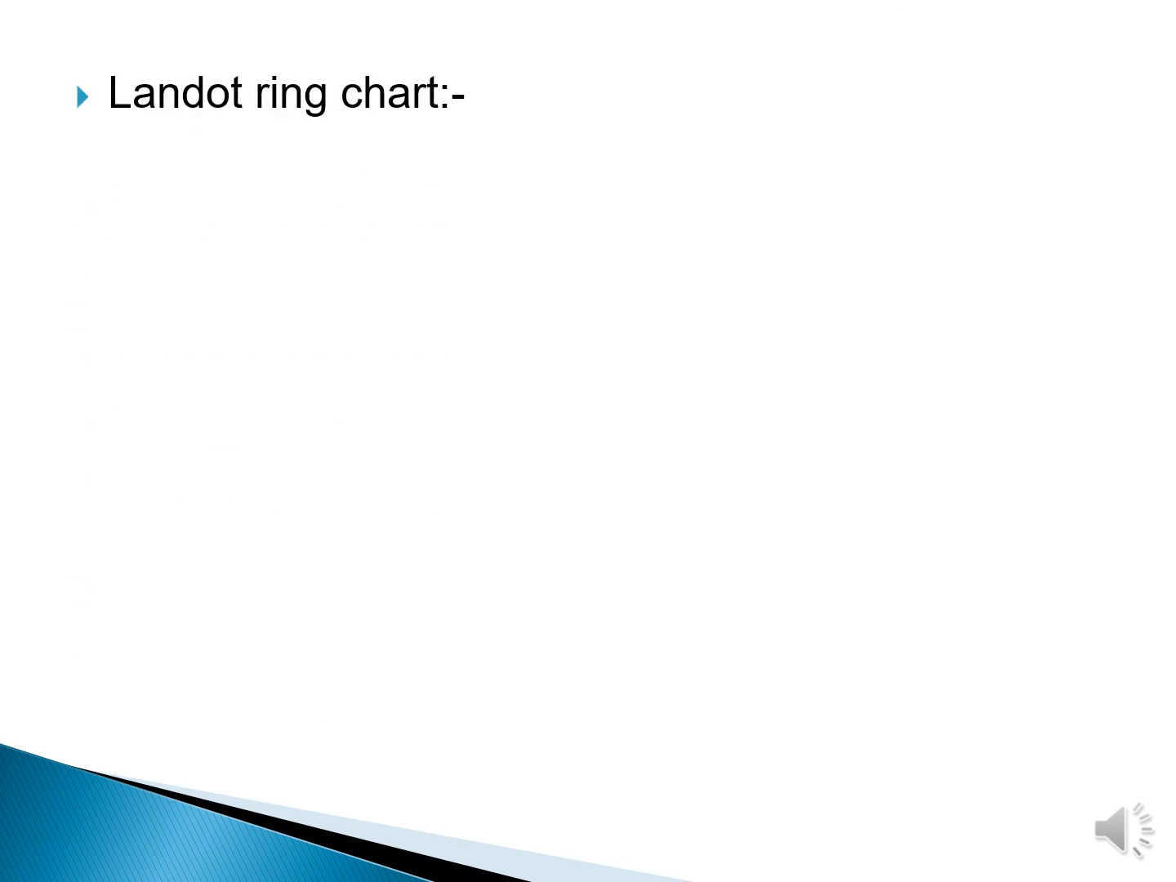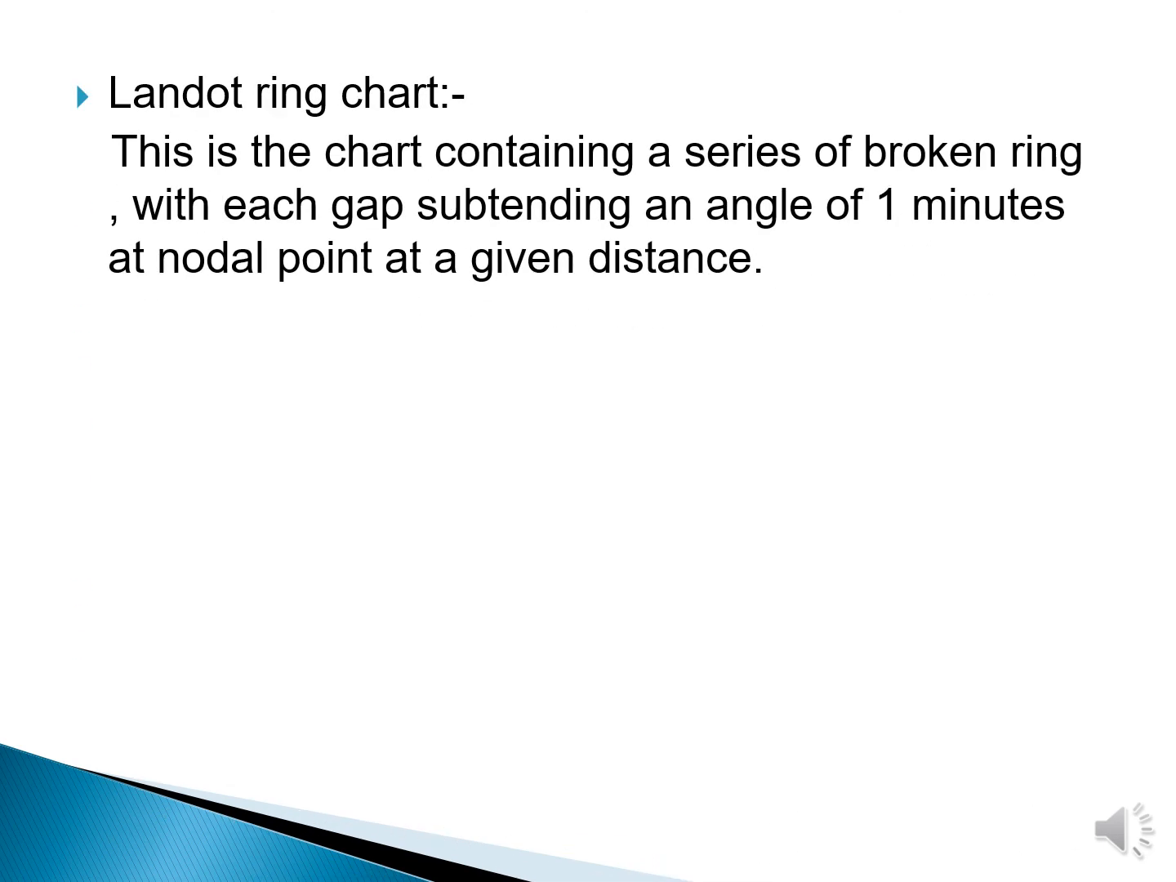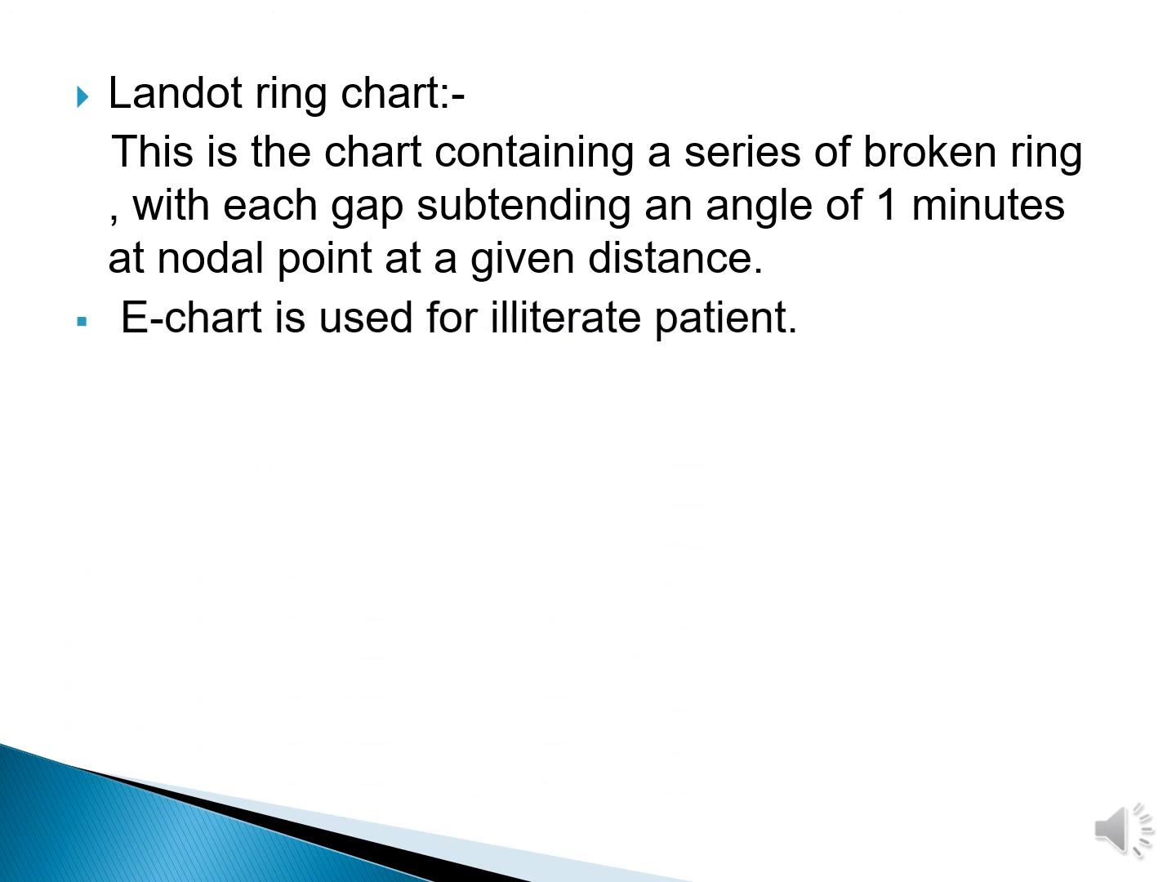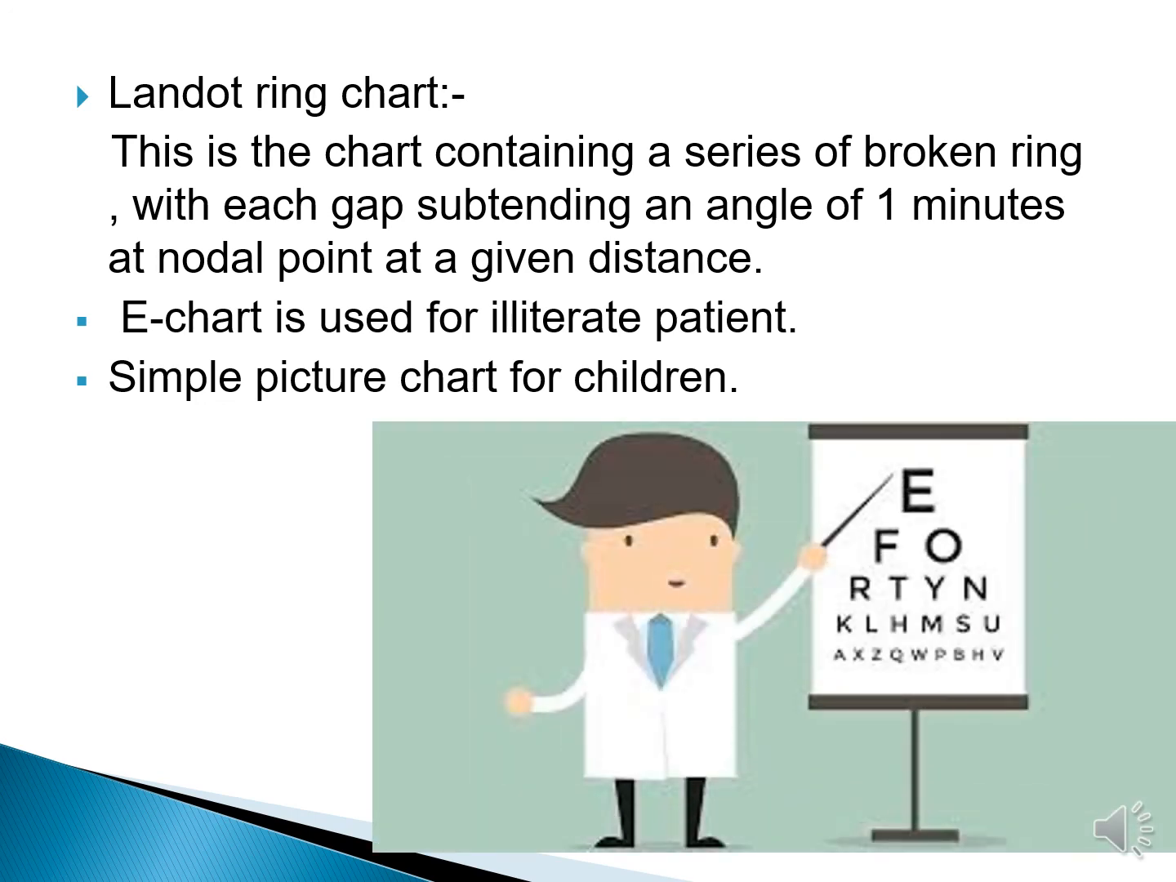Landolt ring chart. This is a chart containing a series of broken rings with each gap subtending an angle of 1 minute at the nodal point at a given distance. Second, this chart is used for illiterate patients. Simple chart for children. Thank you.